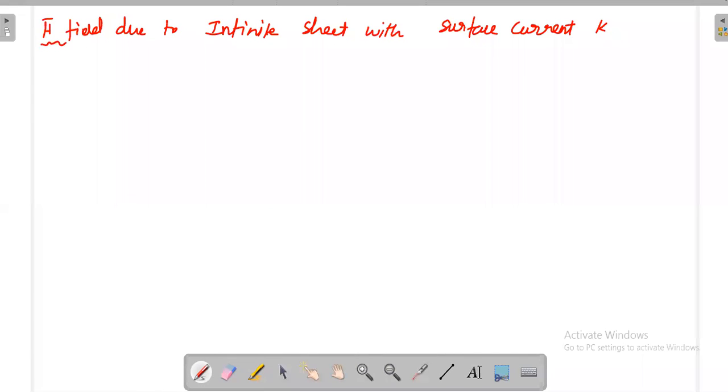Surface current unit is ampere per meter. What is the unit of surface current? Ampere per meter. And please note down that magnetic field unit is also ampere per meter only.